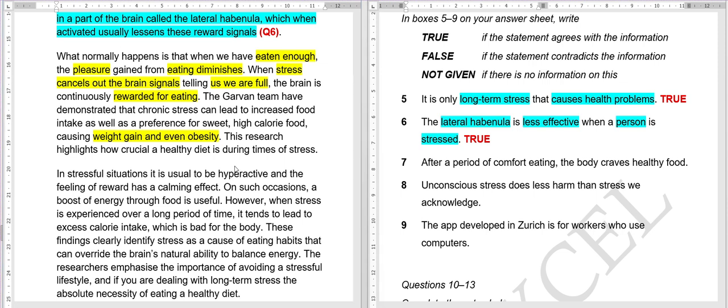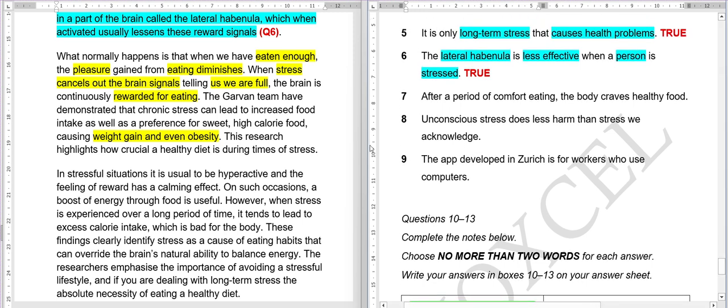So you have around 10 seconds. Tell me whether the answer to this particular question is in this paragraph or not. And your time starts now. Okay, time's up. So there is some mention of what happens when we normally eat enough food, but till now we don't have any mention of comfort eating or body craves healthy food. So that's not the location here.